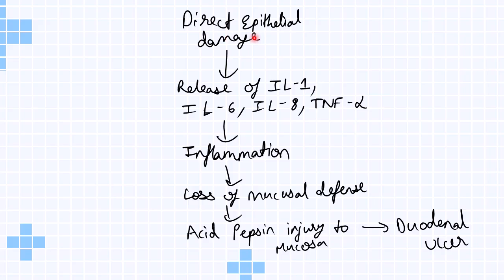Epithelial damage stimulates the release of inflammatory mediators including interleukin 1, interleukin 6, interleukin 8, and tumor necrosis factor alpha. This inflammatory response weakens mucosal defenses. Once the protective barrier is compromised, acid and pepsin can damage the tissue more easily. The result is formation of a chronic duodenal ulcer.